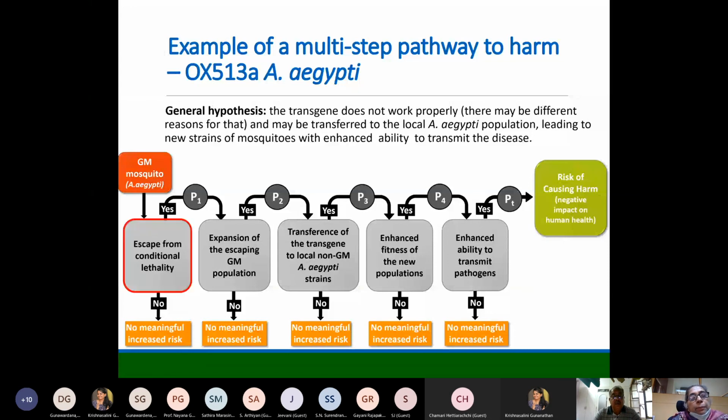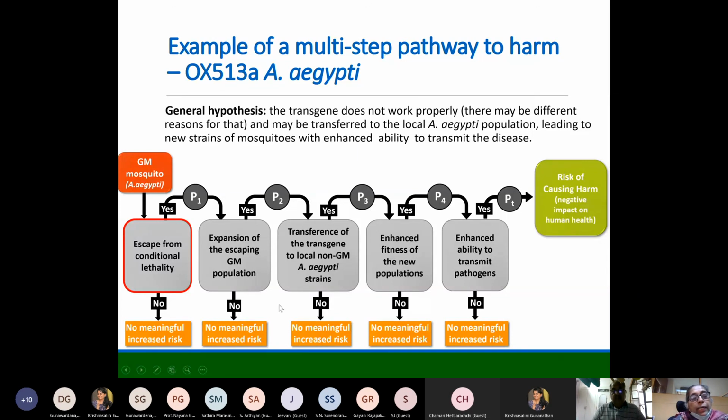So for example, here they have done an example of a multi-step pathway to harm. The general hypothesis is that the transgene does not work properly and may be transferred to the local A. aegypti population, leading to new strains of mosquitoes with enhanced ability to transmit the disease. So this is the hypothesis for which they are trying to determine whether this risk is going to happen or not going to happen.